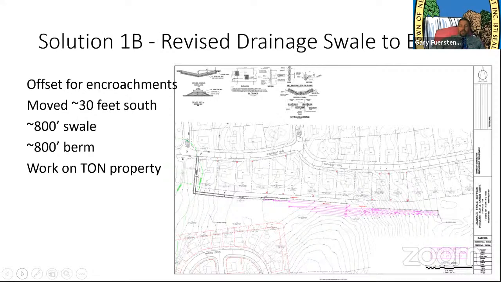So the modified concept was what I call solution 1B. It's a revised drainage swale to the east. What we did is we offset the whole project about 30 feet south to avoid the encroachments. It still consists of an 800-foot long swale with an 800-foot long berm, all on town property. Next slide.